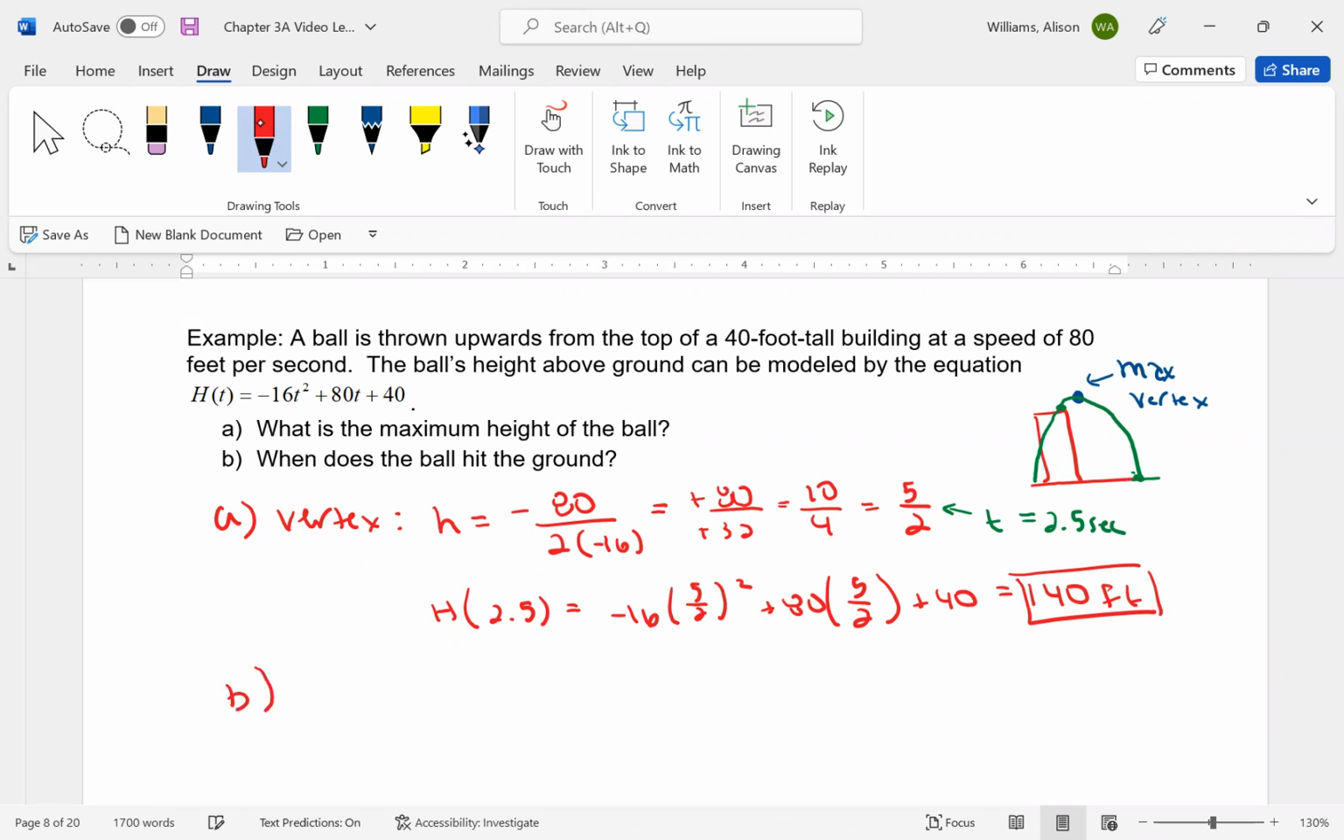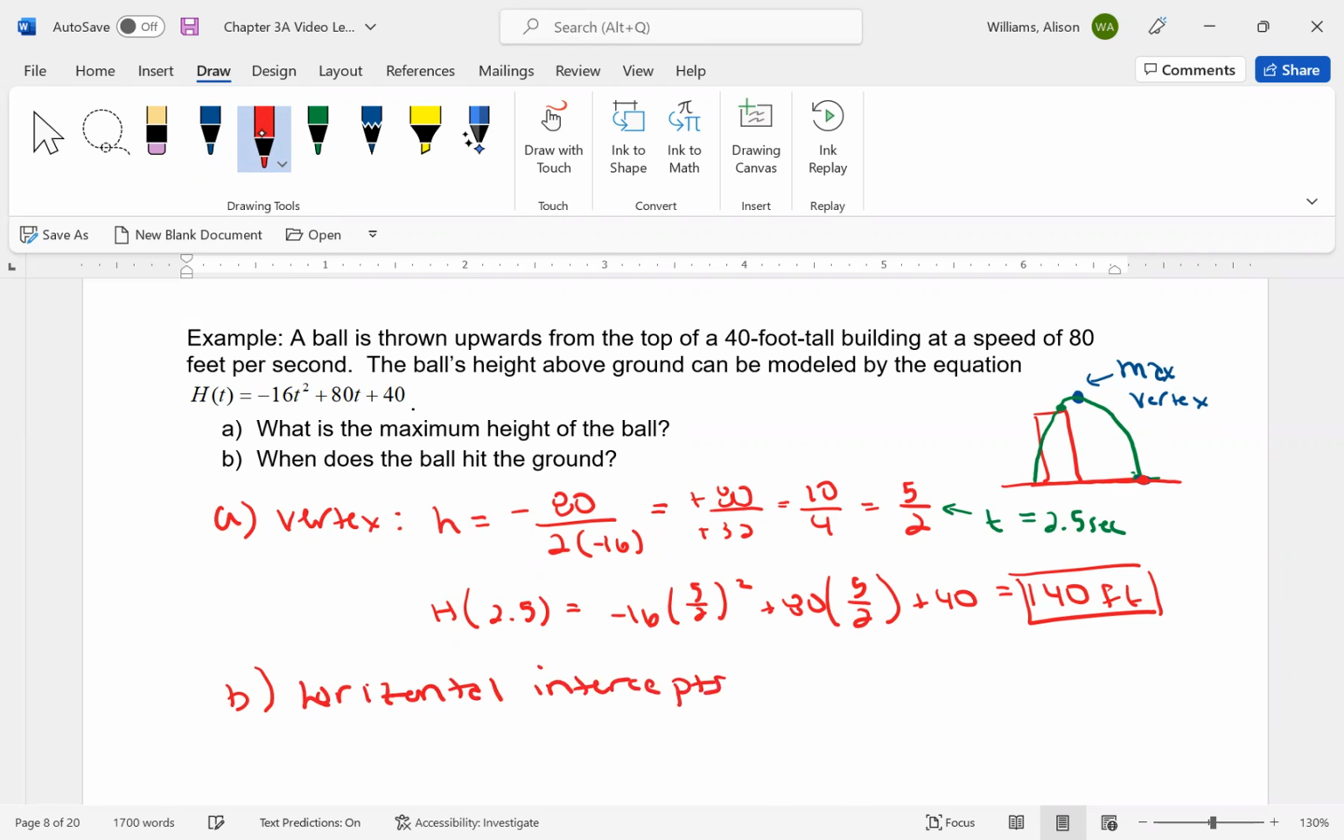Part B is asking me to find when it hits the ground. They want to know when this thing is going to hit the ground right there. So if I'm thinking of this as a parabola, that means they're asking me to find where it crosses the horizontal axis. So they're asking me to find the horizontal intercepts.